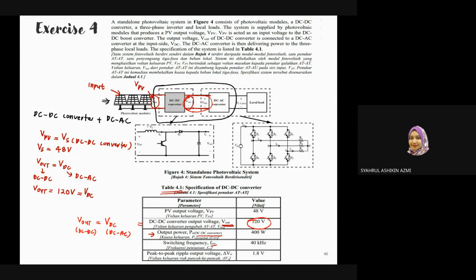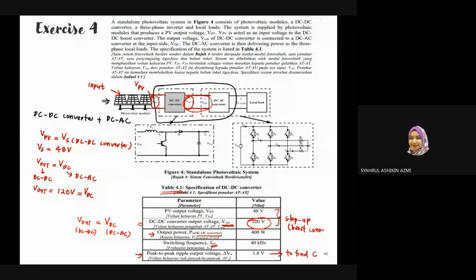The switching frequency here, okay, is referring to the DC to DC converter as well. And lastly, the peak to peak ripple output voltage, delta V naught. Obviously, this is used to find the capacitor in the DC to DC converter. Right, so from these, you can see your VS is 48 volt for your DC to DC converter. Your V out of your DC to DC converter is 120. So this is what? Step up, so step up, this is actually a boost converter.